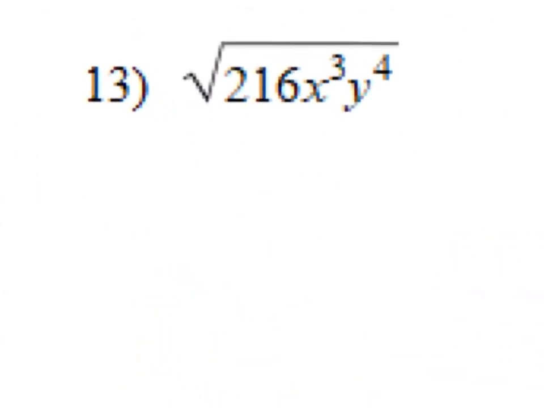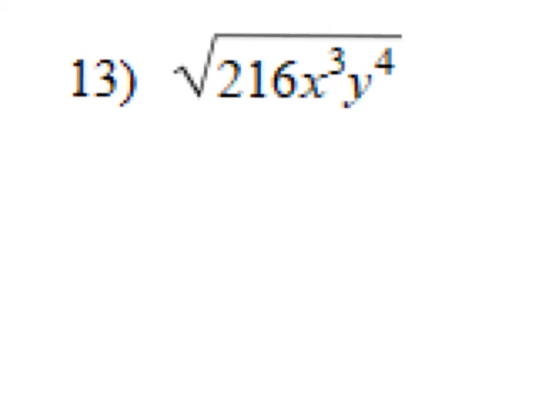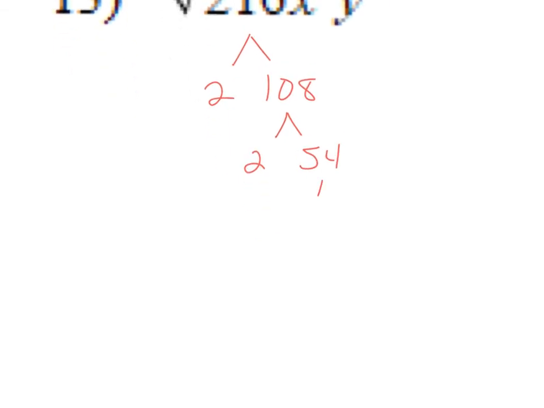All right, on this guy, let's see. I know a 2 will come out, so I'm going to go ahead and start with 2 and get 108. I'm going to break this down to 2 and get 54. If I do 2, 27. So 3, 9, and then 3, 3.